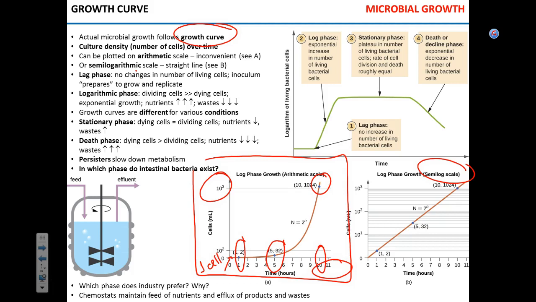Instead of plotting the number of cells on the y-axis, we plot the logarithm of the number of cells. Does that make sense? I'm not going to torture you with math, but if you want, we can talk about it during the break. I can show you. It's pretty simple.